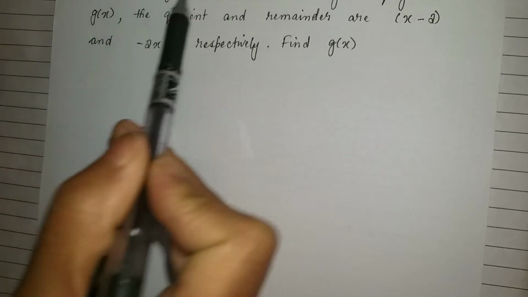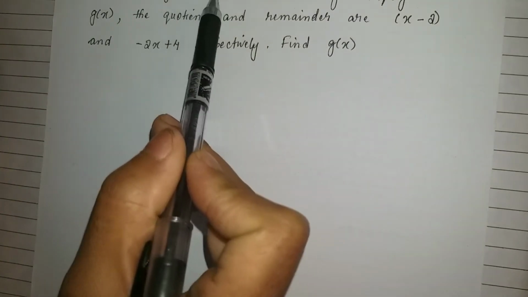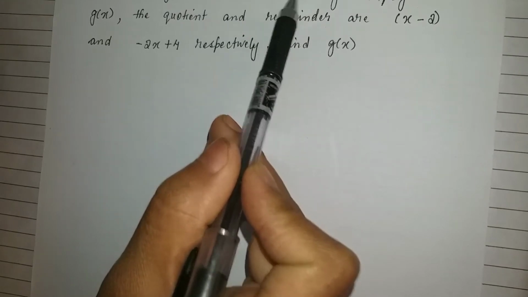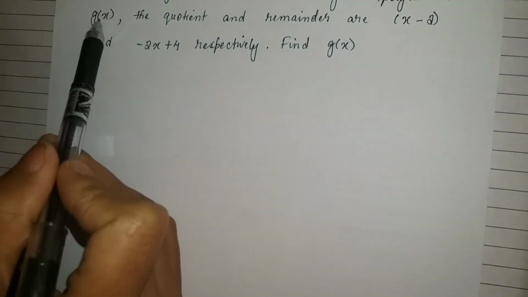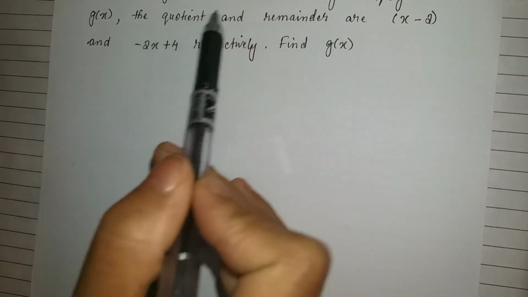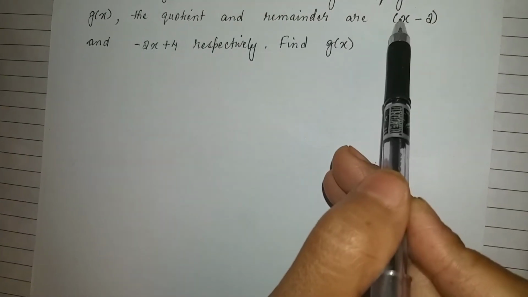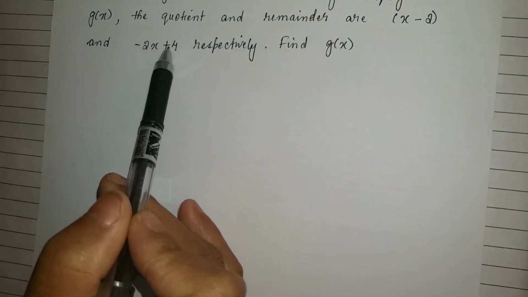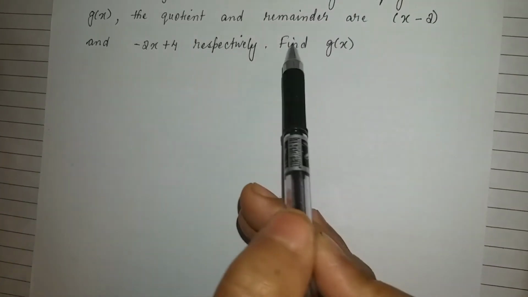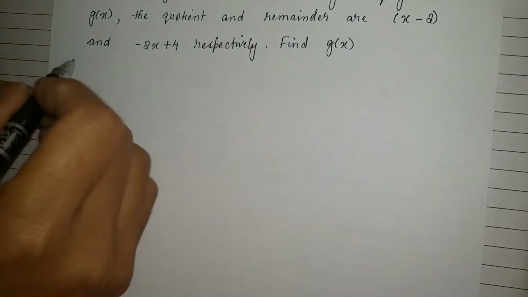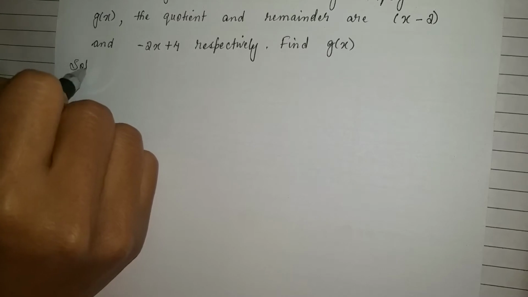On dividing x cubed minus 3x squared plus x plus 2 by a polynomial g of x, the quotient and the remainder are x minus 2 and minus 2x plus 4 respectively. Find g of x. Let us solve this problem.